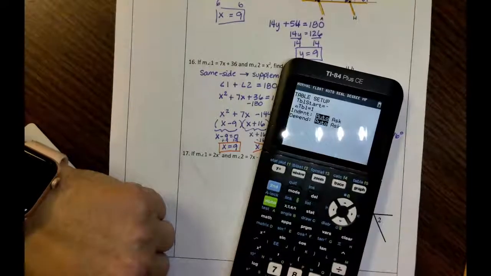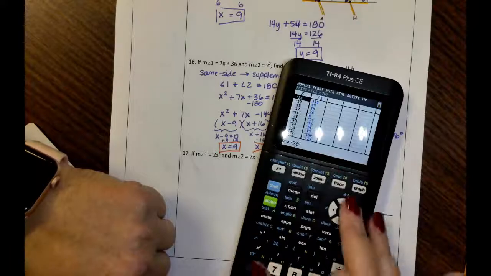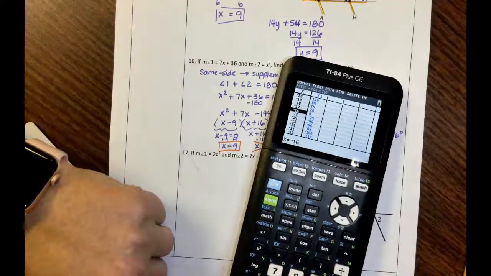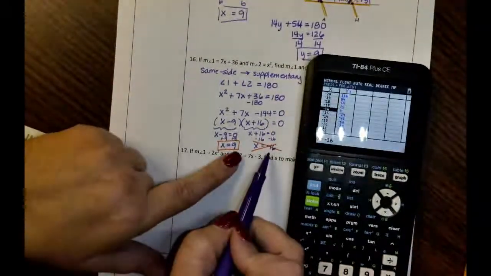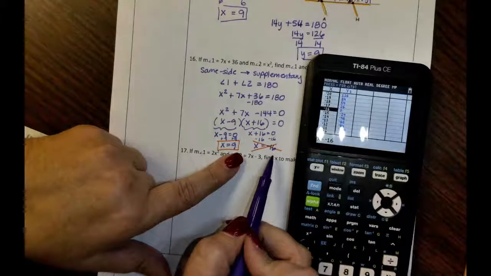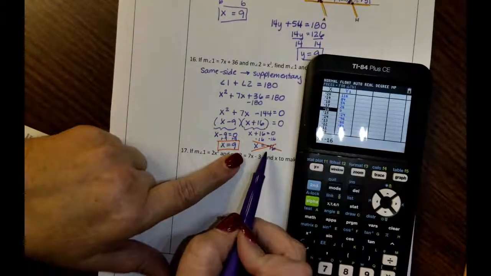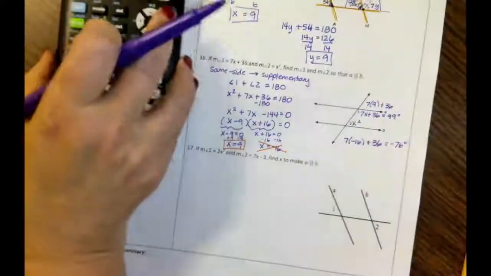Set my table. Go look at my table. So then right here, see there's also a y is equal to 0 and negative 16. So that gives you your two answers, okay? That actually gives you your answers, 9 and negative 16, okay? So those two give you your answers. So you're looking for, but you have to know that what you're looking for is where y is equal to 0. So that's another option, but you still have to check to make sure that they make sense.